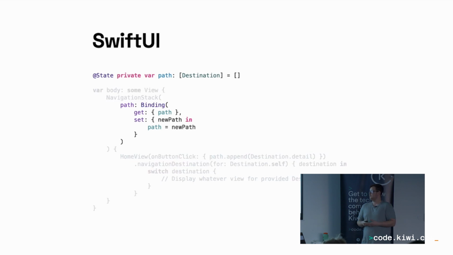You can modify the path externally, like when the user clicks on something, you can add something on the path. However, when the user navigates back using gestures or toolbar, the system must have a way to overwrite this path using binding. That's when the set method gets called.